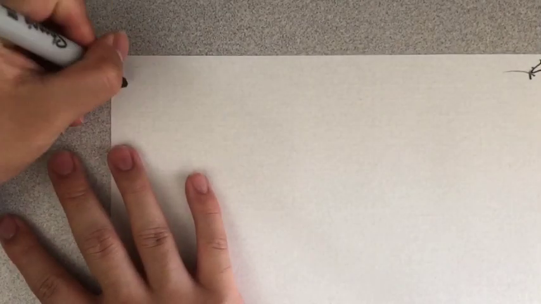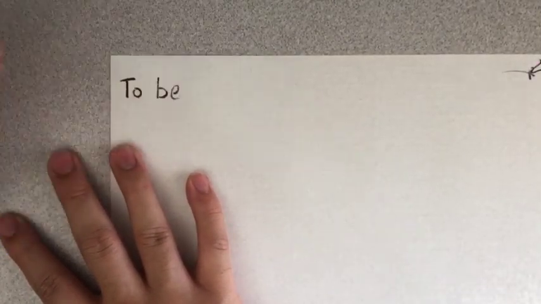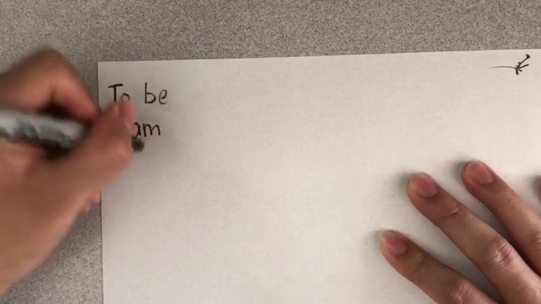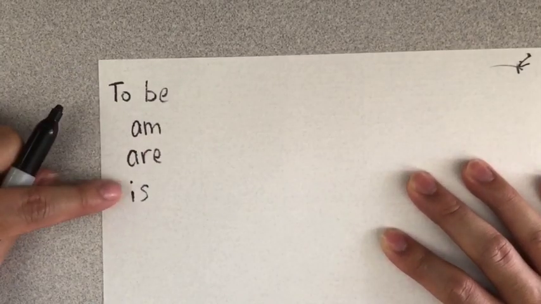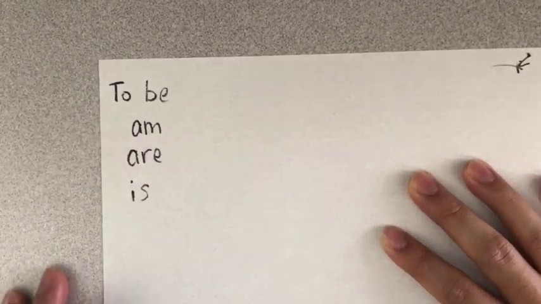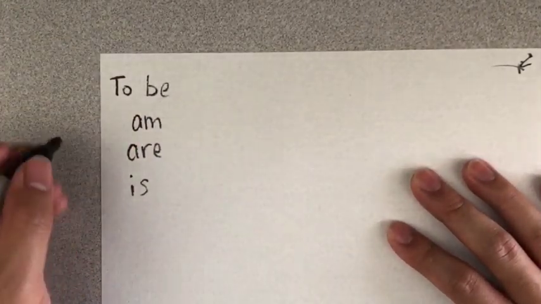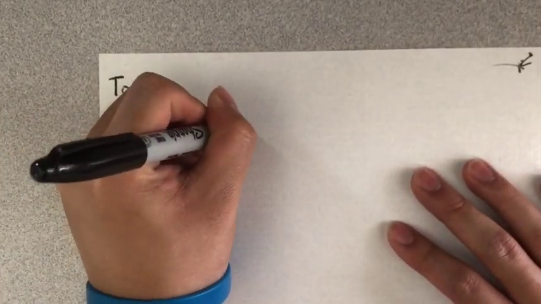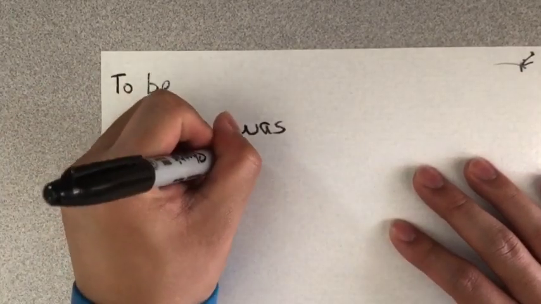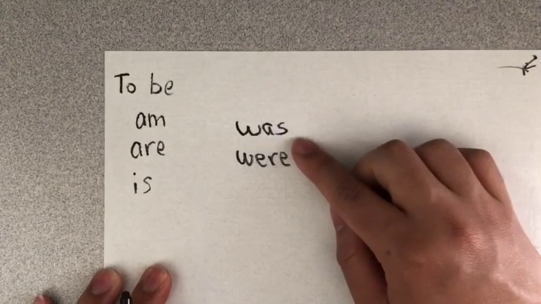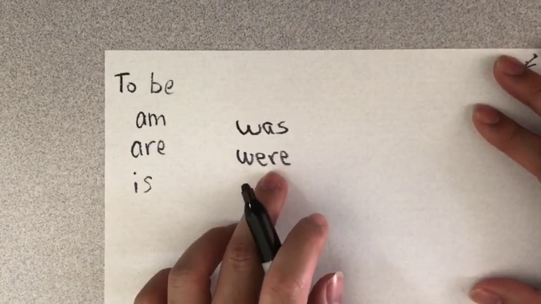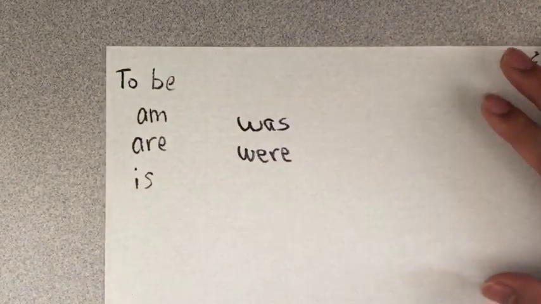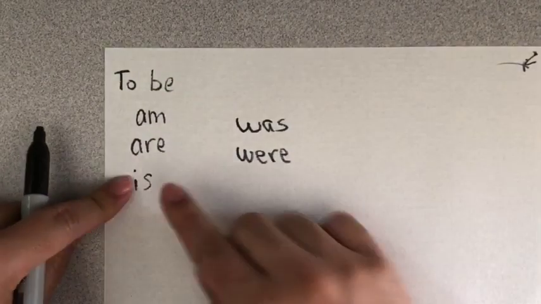So we're going to start with the most important verbs. The first one is to be. In to be, we have am and are and is. So I am, you are, he is, she is, it is, we are, they are. So this is in present tense. In past tense, we have was and were. I was, she was, he was, it was. You were, we were, they were. So this is in present and this is in past.